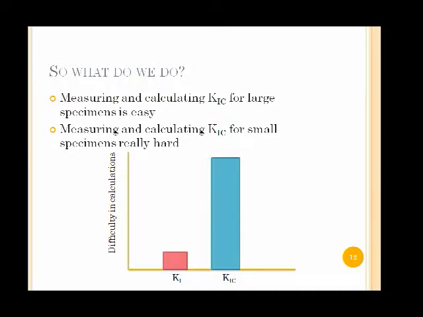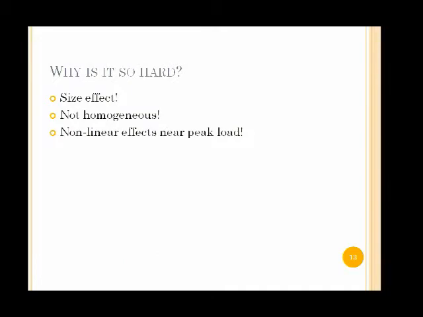Now we come into a problem when we're trying to measure that critical value because for large specimens, it's easy. For small specimens, it's pretty hard because you have size effect issues over a shorter range. Like in a small specimen, it's not entirely homogeneous, so the heterogeneity comes out. And we have nonlinear effects near the peak load, which you'll see later in the presentation. So there are some issues using these small specimens.